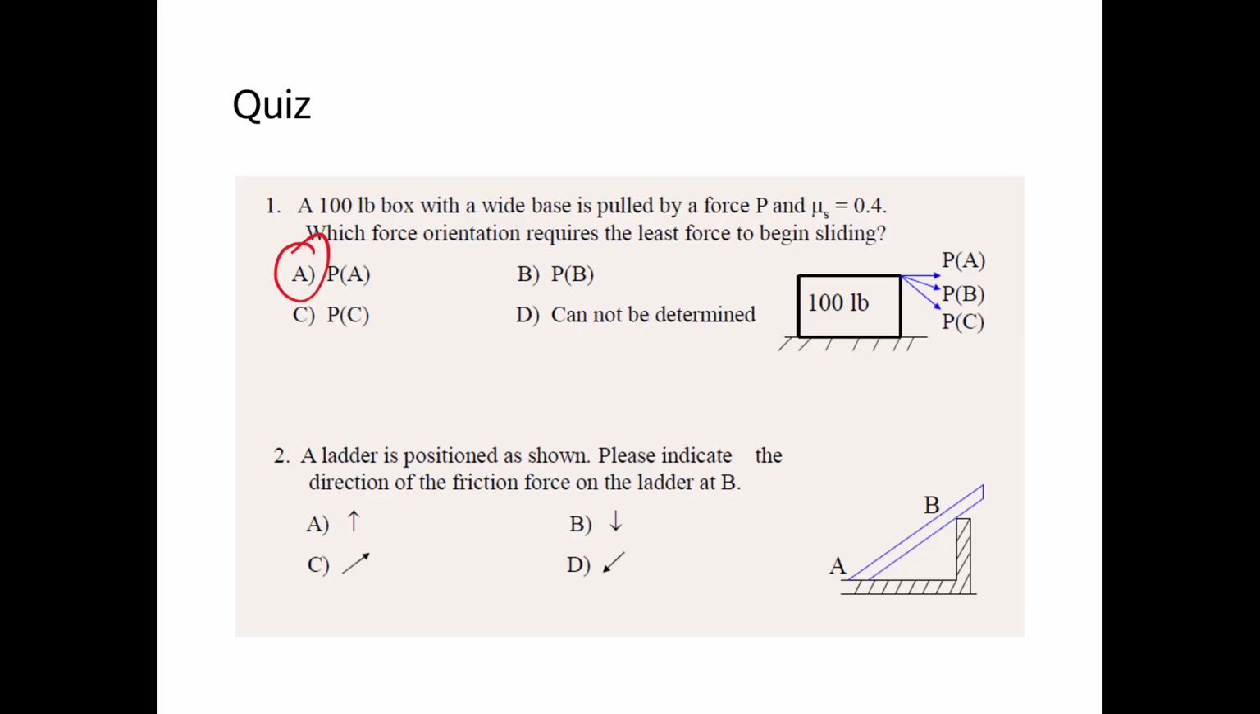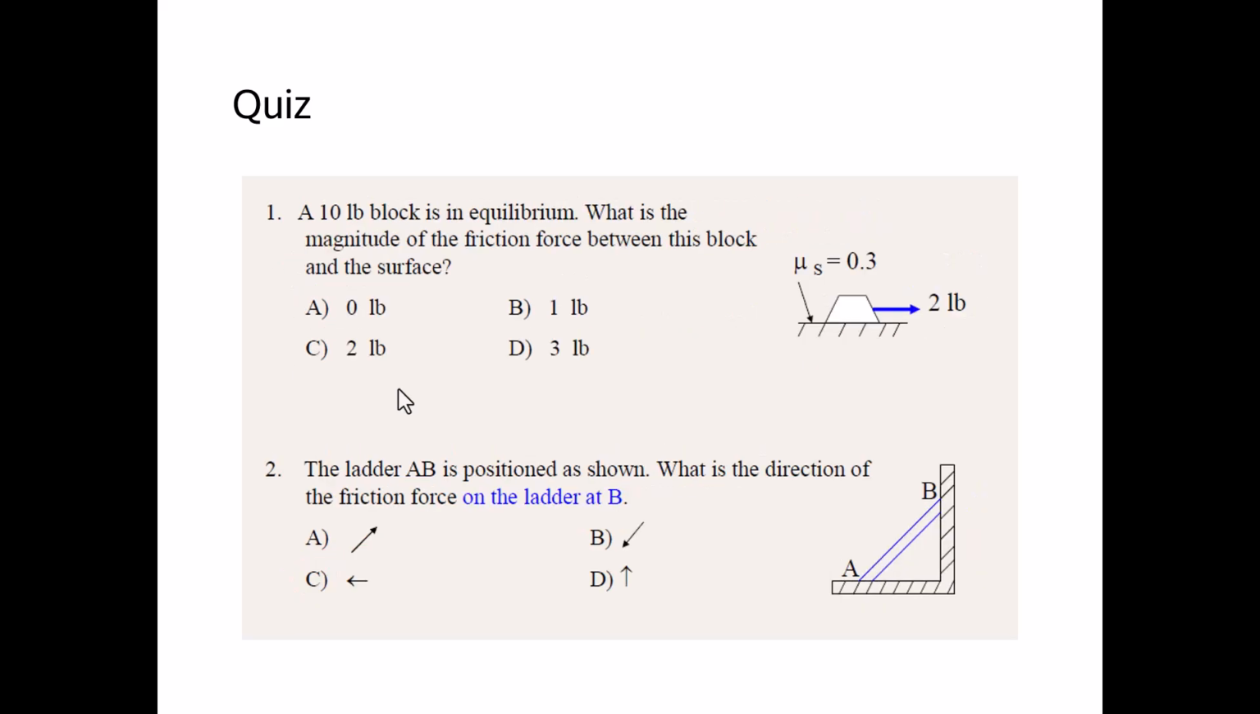So the direction of the friction force on the ladder at B, which way will the ladder slip? It will slip in this direction, and our friction will be in the opposite direction of the movement. So the answer should be just C. Okay. What about this one?